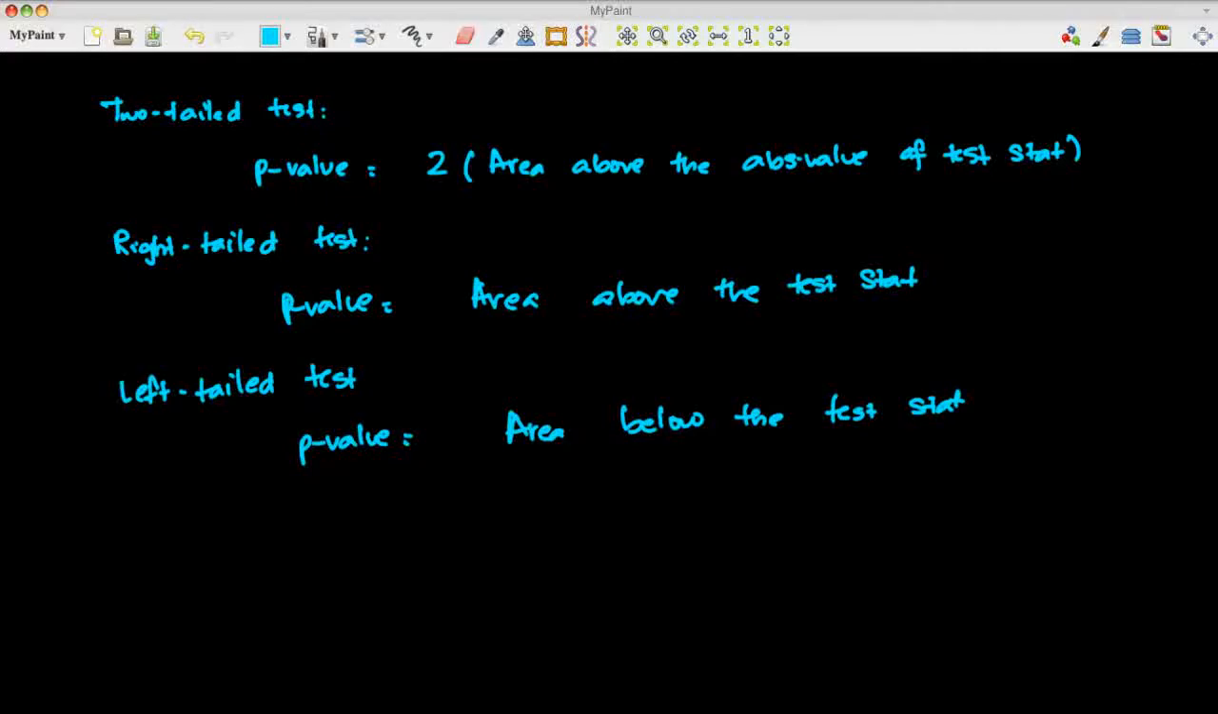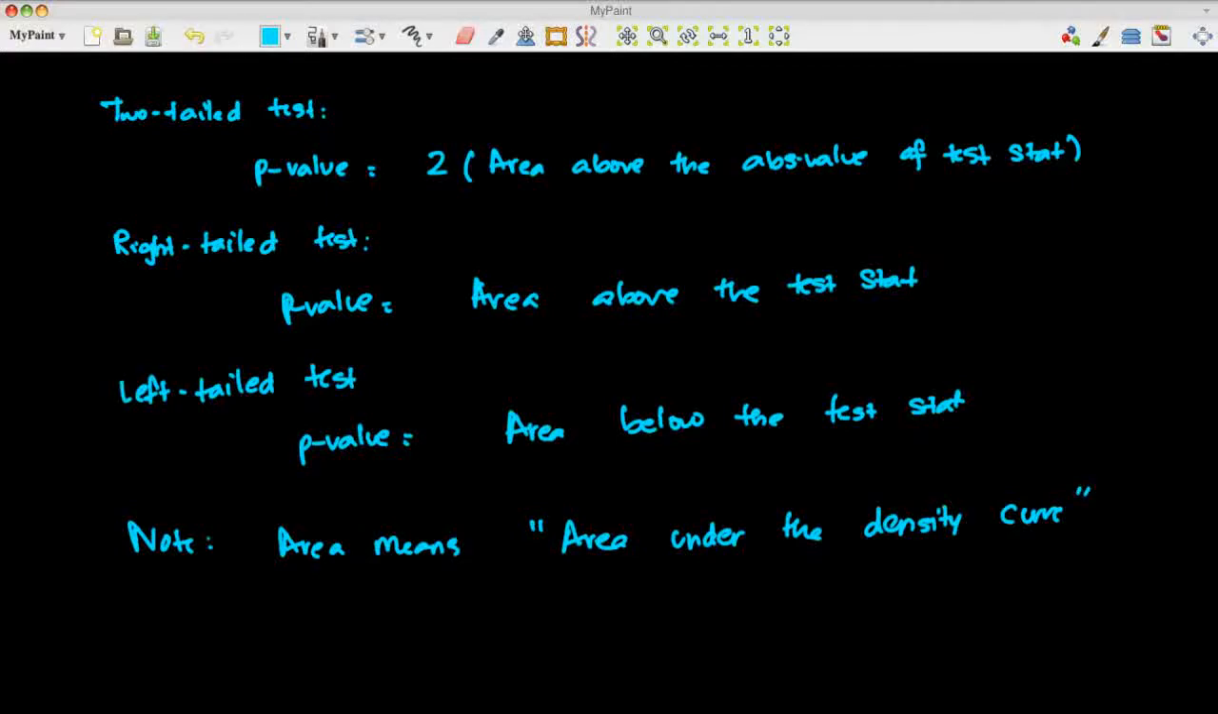Now, how do we find this area? Note, the area is the area under the curve, the density curve, and it's obtained using CDFs. CDF stands for cumulative distribution function.